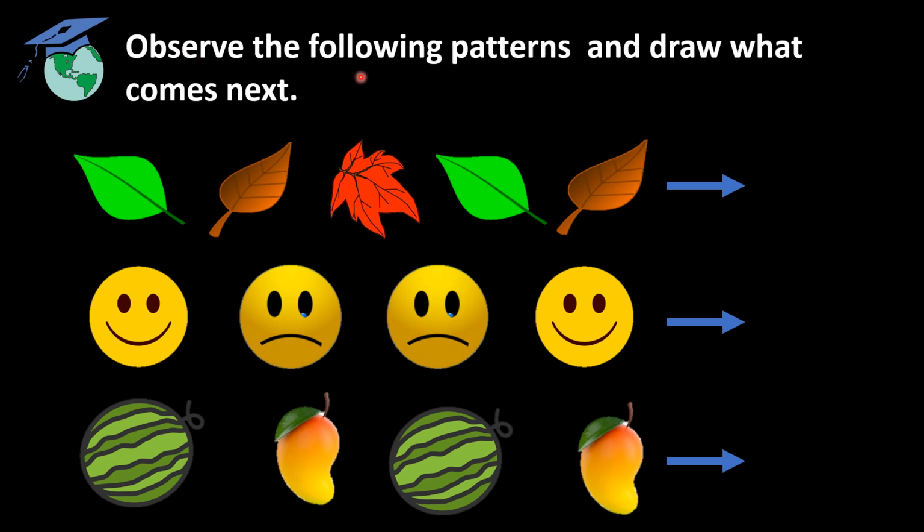Observe the following patterns and draw what comes next. So you are going to repeat with me the colors of the leaves. First is the green color leaf, then is the brown color leaf, then is the red color leaf. So this is a complete one pattern. Now we are going to do the next pattern, that is green, brown. So what is going to be next? It is going to be the red color leaf.